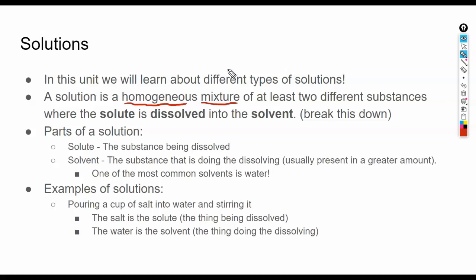So a solution is a homogeneous mixture of at least two different substances, and now we have some vocabulary terms: the solute is dissolved into the solvent. Before I talk about solutes dissolved in solvent, let me go back to the homogeneous mixture thing. In a homogeneous mixture, the things are mixed together and you can't see the different pieces, even though it's made of two different substances, they're blended together evenly.